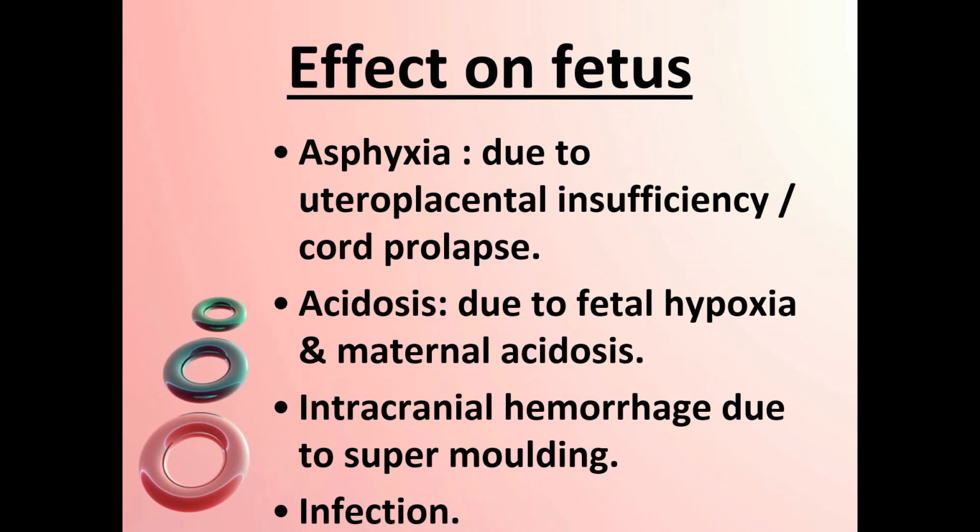Now, how about the effects on the fetus because of the obstructed labor? Because of the prolonged labor, there will be fetal asphyxia due to uteroplacental insufficiency, or even there can be a cord prolapse. There can be acidosis due to fetal hypoxia and maternal acidosis. There can be intracranial hemorrhage due to supermolding, and of course, there can be fetal infection.